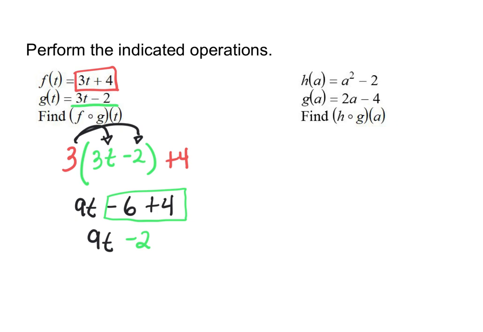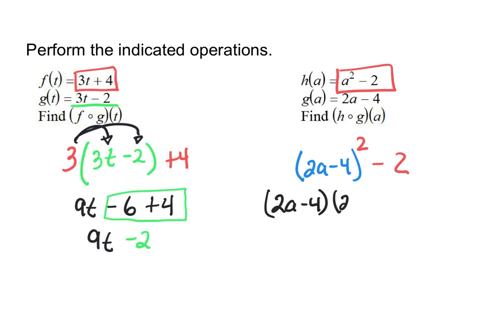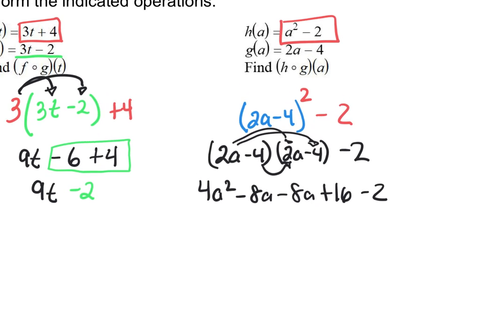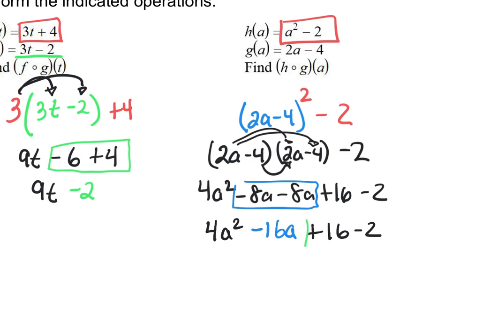H of G means we are starting with our H function. So 2A minus 4, squared, minus 2. Now careful, when we are squaring a binomial, that does not mean that we're just going to distribute the square. This means that we have to have 2A minus 4 twice. So I am going to distribute: 4A squared minus 8A, minus 8A plus 16, minus 2. Combine like terms. So negative 16A, 4A squared plus 16 minus 2. I should have combined like terms as well there.